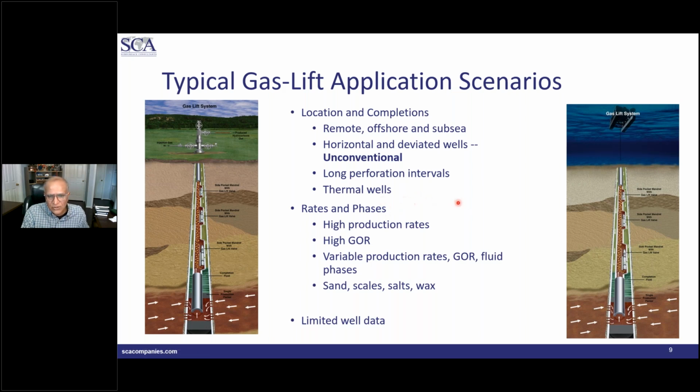Gas lift is applicable for thermal wells also. Whenever you have variable production rates, gas lift doesn't have as many challenges as some of the pump systems because each pump device has its own operating envelope. So if you have to summarize this slide, you can say that the gas lift has one of the widest operating envelopes, and that's why it is a preferred lift method in many, many scenarios.